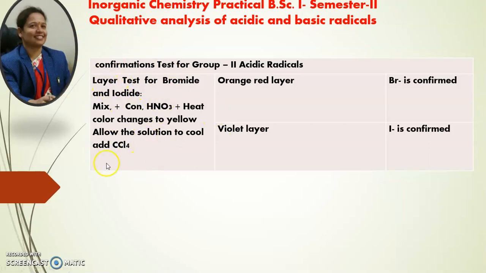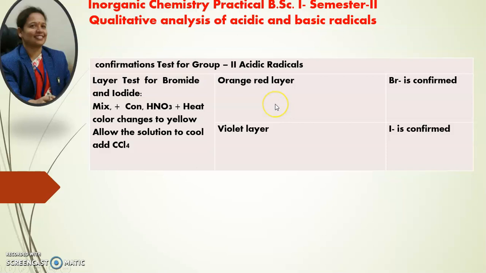Now consider how we can perform this layer test. Take a mixture, add a few drops of concentrated HNO3. Then heat this mixture till the color becomes yellow. Allow this solution to cool. After cooling it, add a few drops of CCl4 and observe the test tube. If you get an orange-red layer, then Br negative is confirmed, and if you get a violet layer, then iodide is confirmed. So note down this color: orange, Br negative, bromide acidic radical is present. If violet color, iodide radical is present.